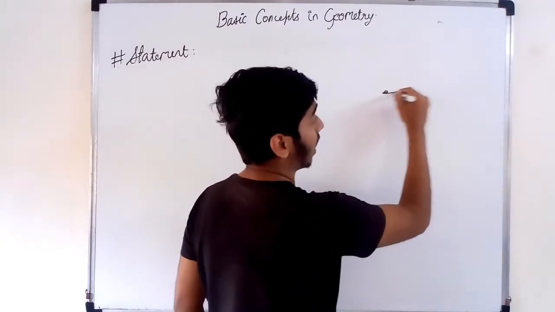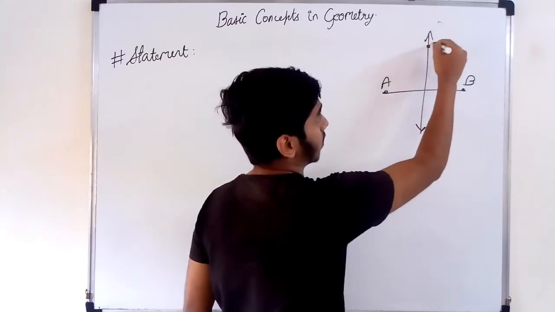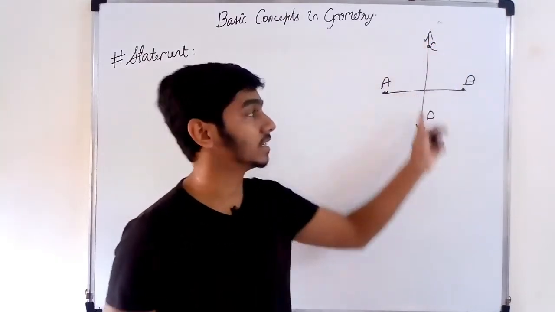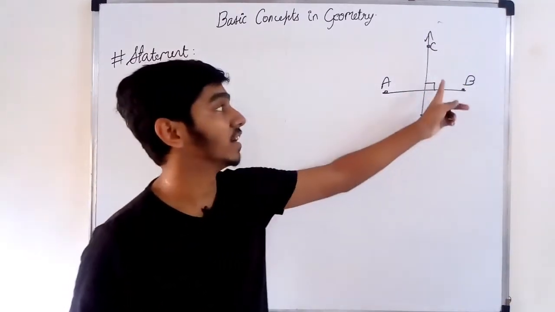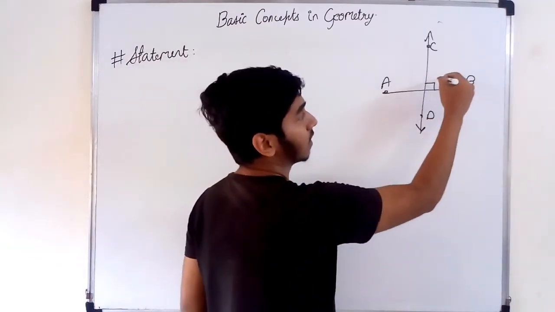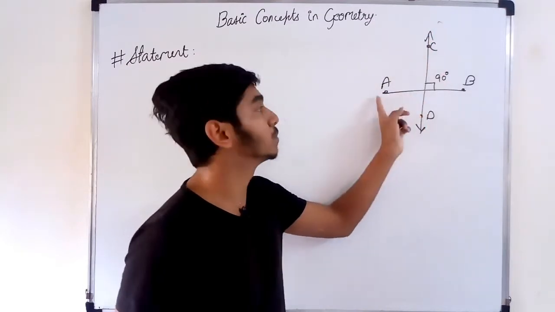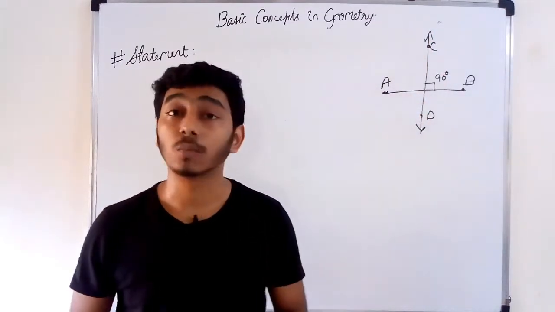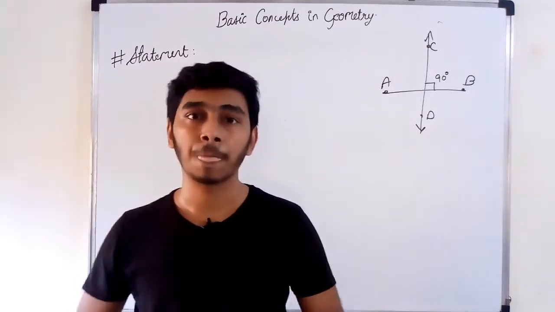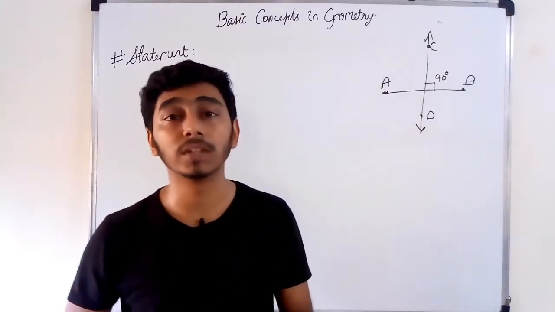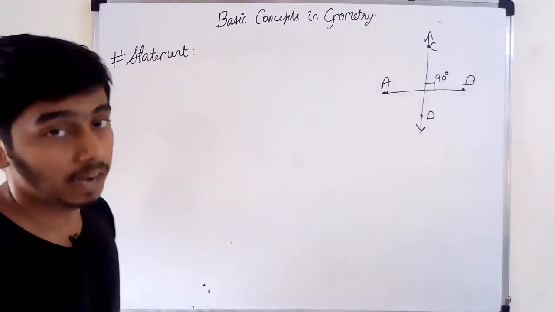Like for example, if you have segment AB, then there is line CD. If there is a line which is perpendicular to segment AB, that is, if it is making a 90-degree angle, then we say that line CD is perpendicular to segment AB. So we saw that. And also we saw how to find the distance of a point from a line. So in this video we are going to continue with the chapter, and we are going to start with the topic of conditional statement and converse.